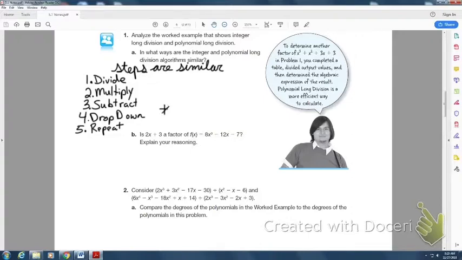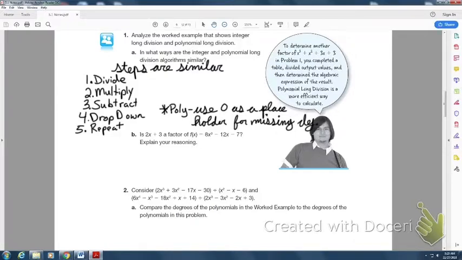Go ahead and put on here that for polynomial long division, which is what we're talking about today, you will use 0 as a placeholder for missing degrees. And again, that is in both the dividend and in the divisor.